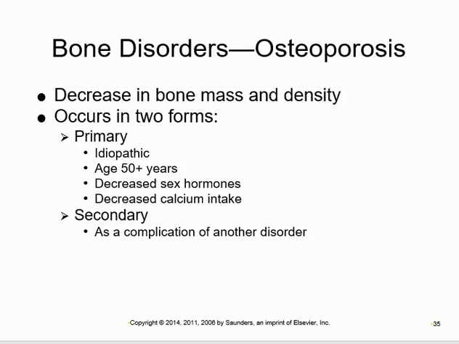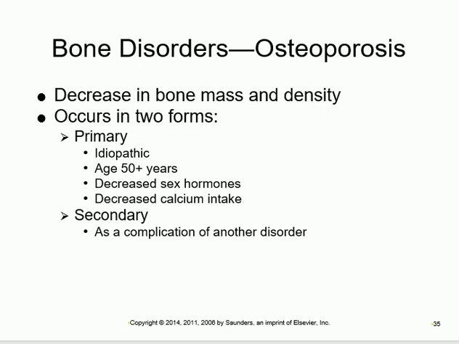Bone disorders. Osteoporosis is something that's important to know. And osteoporosis, translation: osteo means bone. Porosis means porous. So osteoporosis means porous bone, meaning the mass and the density of the bone is decreasing.